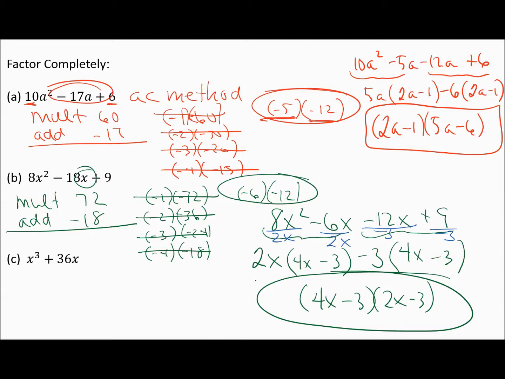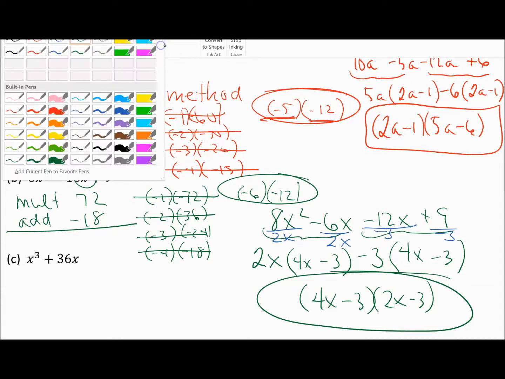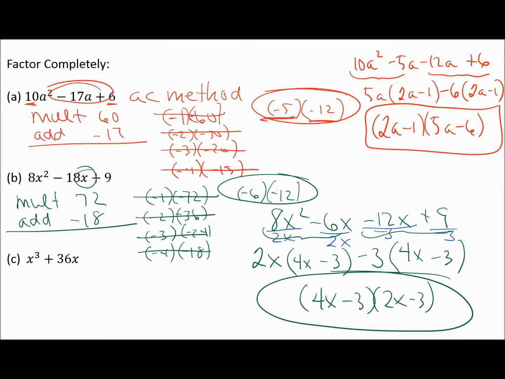Now, the third problem we've got on our list is different. First of all, is there a greatest common factor? That should always and every time be your first question that you ask yourself. And there is. There's an x common to both of these, so I'm going to pull that out. X comes out. That leaves me with x squared plus 36.